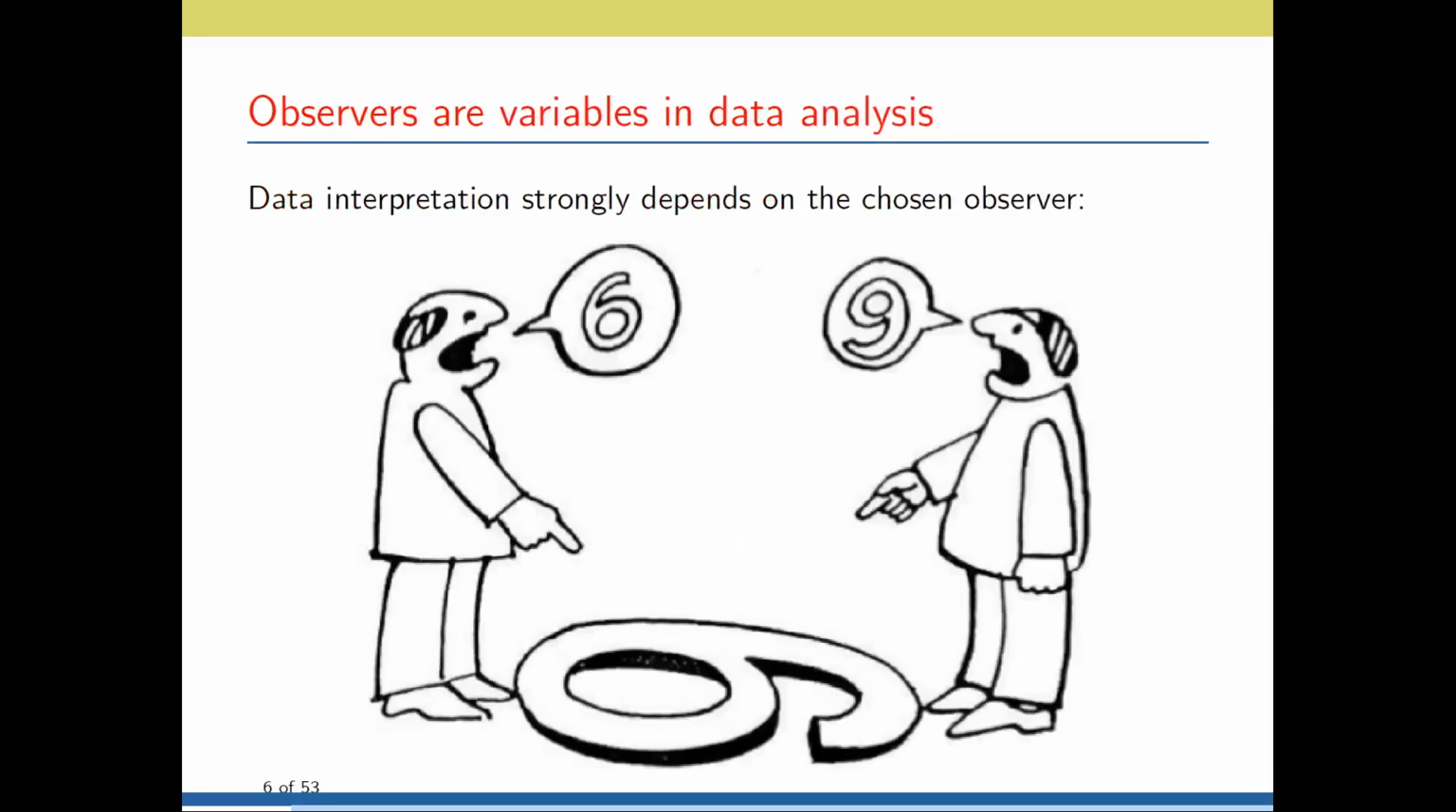Another remark that is important is that observers are variables in data analysis. We have to choose the observer in order to ask questions about data. If you change the observer, you change the interpretation of data. Data interpretation strongly depends on the chosen observers.